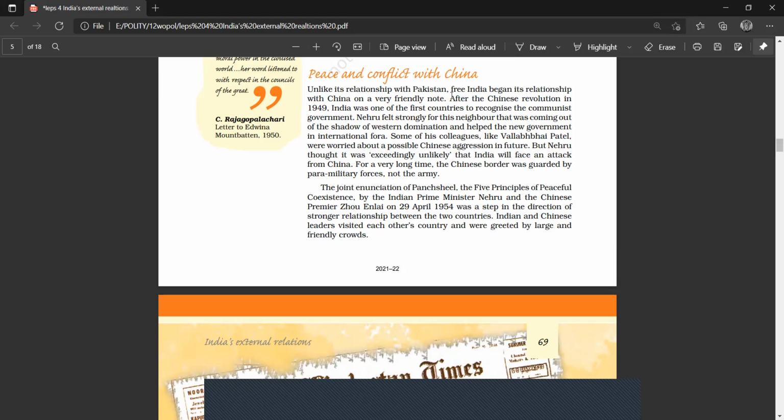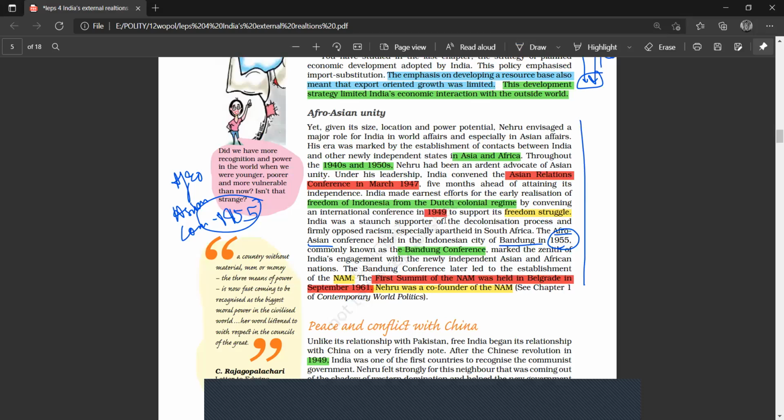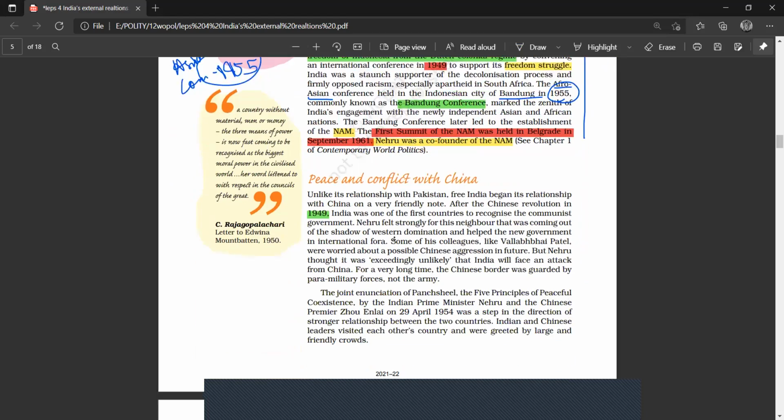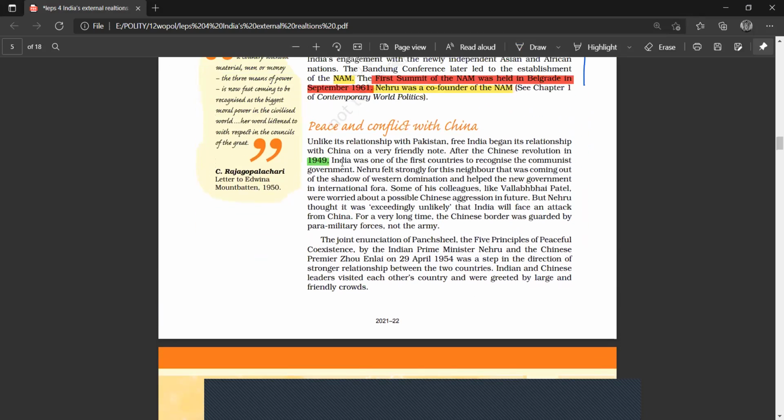Unlike the relationship with Pakistan, free India began its relationship with China on a very friendly note. After the Chinese Revolution in 1949, there's one more thing that happened in 1949: of course, the international conference for the freedom of Indonesia from the Dutch colonial regime also happened then. India was one of the first countries to recognize the communist government. Nehru felt strongly for this neighbor that was coming out of the shadow of Western domination and helped the new government in international fora.